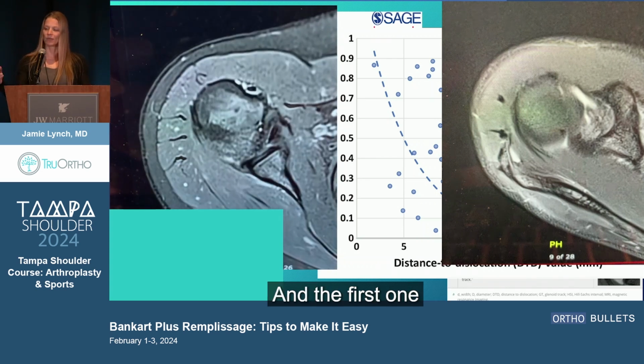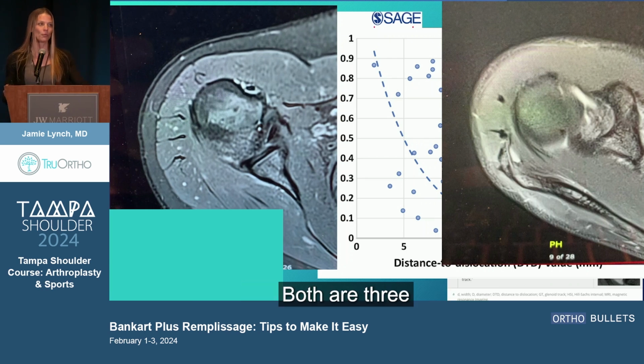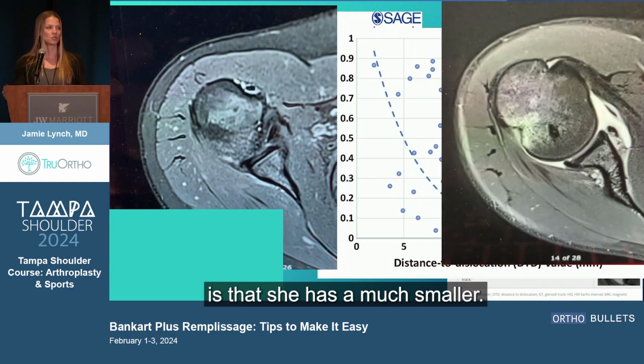The two options here, if you look on your right-hand side, this is a larger Hill-Sachs lesion. And the first one shows a larger Hill-Sachs lesion. This one's our patient. Both are 3 millimeters distance to dislocate. The problem in my patient's situation is that she has a much smaller glenoid.